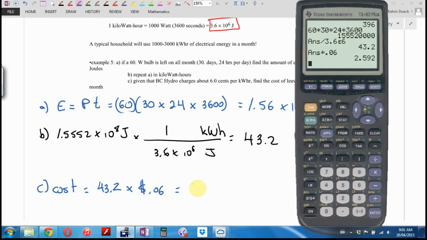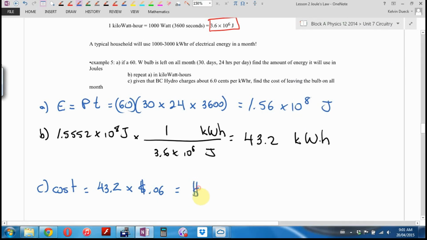$2.59. And this is the problem. Really, that's not exactly throwaway money, but all of you could afford to leave a light bulb on for an entire month, 24/7. We're too good at making electric power for cheap. There's not much of a financial incentive to shut stuff off.